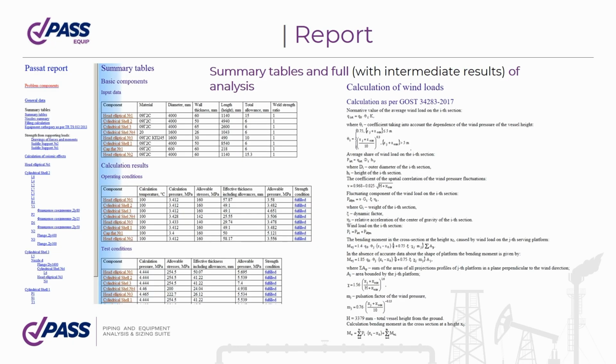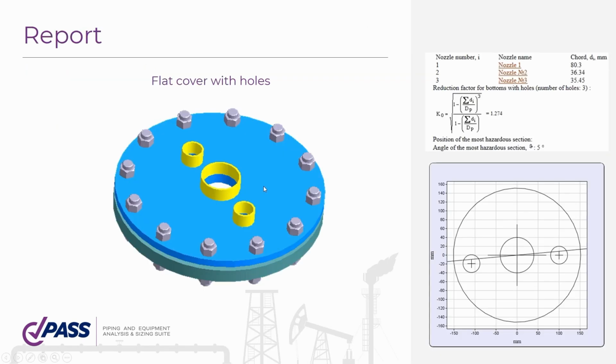Now, let's look at report generation. After performing all calculations, the program generates a report in the form of summary tables and a complete report with intermediate analysis results. Summary tables include initial design data, load conditions, and results for all loading cases of shells, heads, nozzles, and flanges. This slide shows a fragment of a report of the calculation of a flat cover with several holes. The program automatically determines the weakest section of the cover.